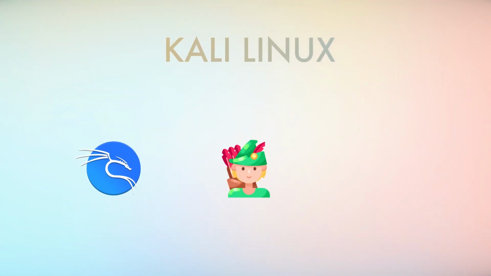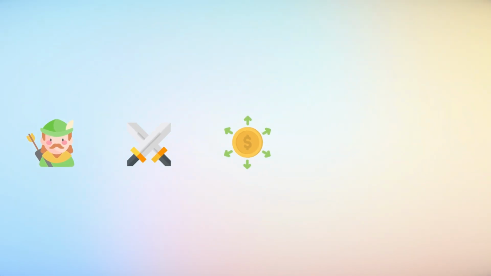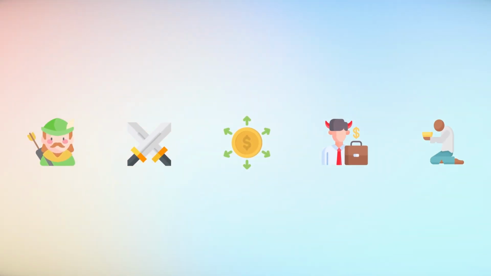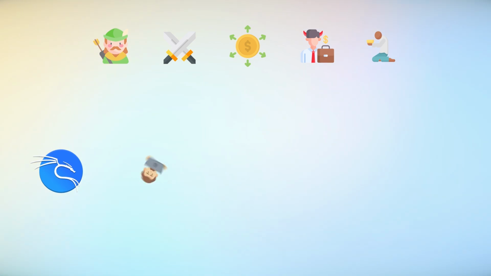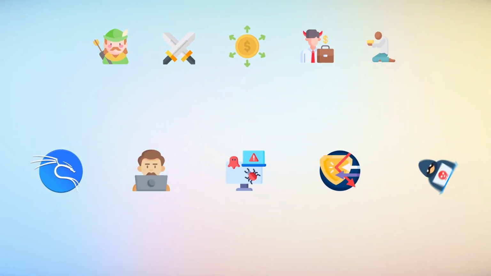Kali Linux is the digital equivalent of Robin Hood's arsenal, empowering ethical hackers to fight for a safer online world. Just as Robin Hood used his skills to redistribute wealth from the corrupt to the needy, Kali equips security professionals to expose vulnerabilities and fortify defenses against malicious actors.